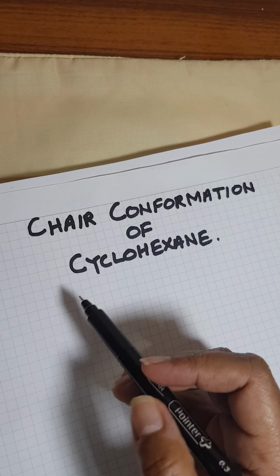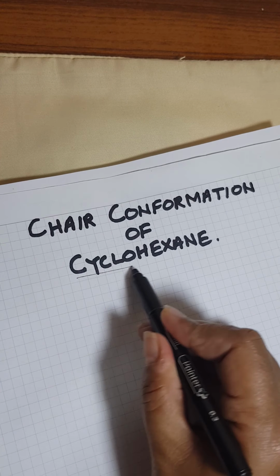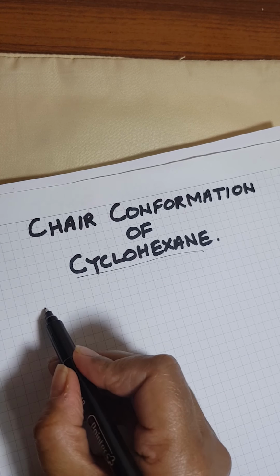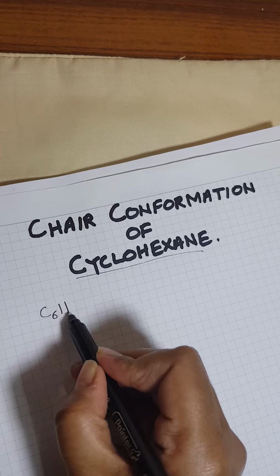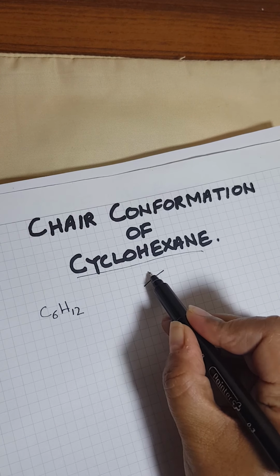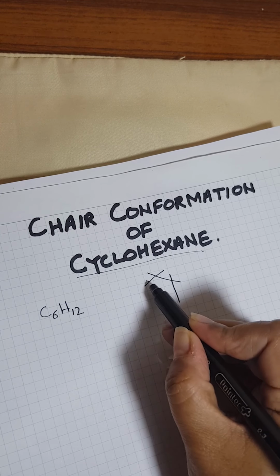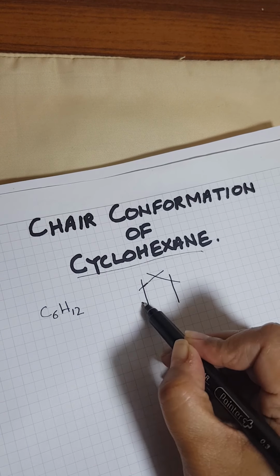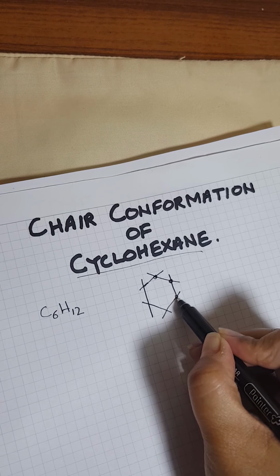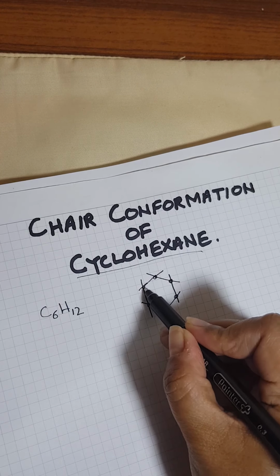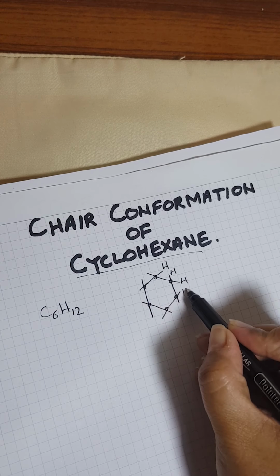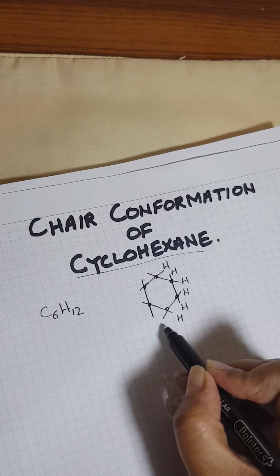To study chair conformation of cyclohexane. The molecular formula of cyclohexane is C6H12. Structurally, we can write it like this. These are 6 carbons and 12 hydrogens, which can be written like this.